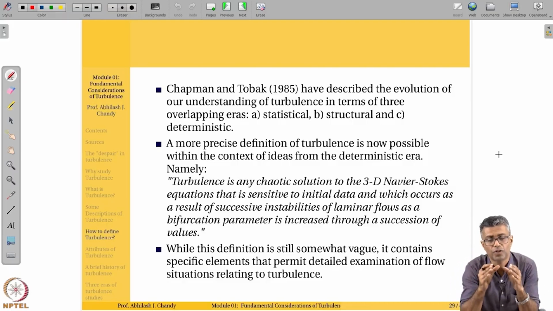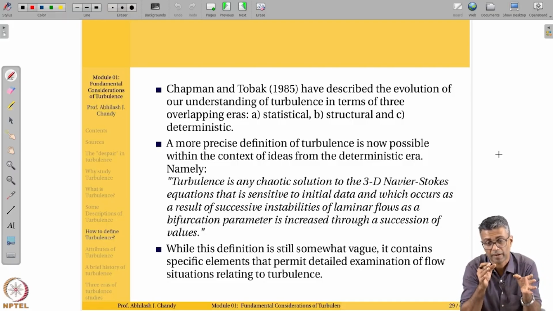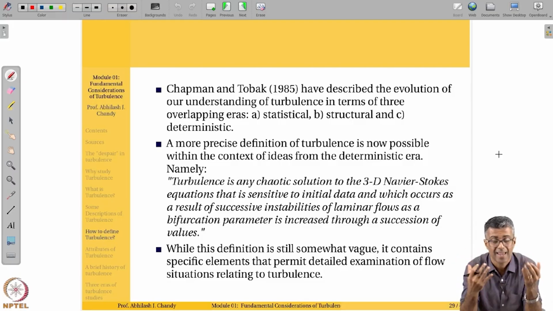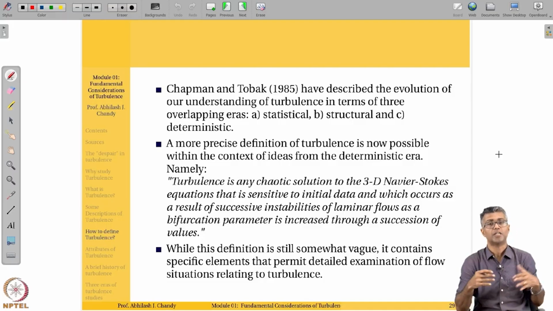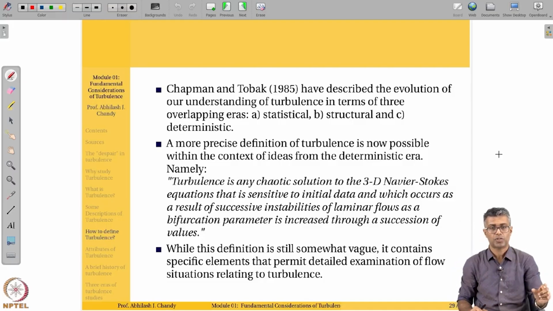There are a lot of different terms here that need to be paid attention to. It's a chaotic solution, so that points towards the irregularity. It's three-dimensional, so turbulence we are saying is 3D. By definition, we are saying it is 3D. It is not 1D, it is not 2D. We are using the Navier-Stokes equations in this definition, meaning the Navier-Stokes equations mathematically describe turbulence.